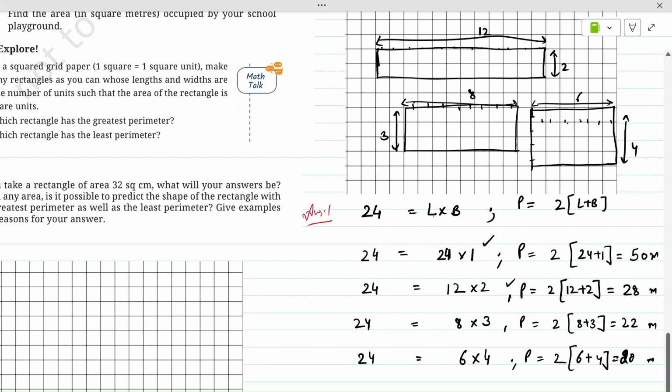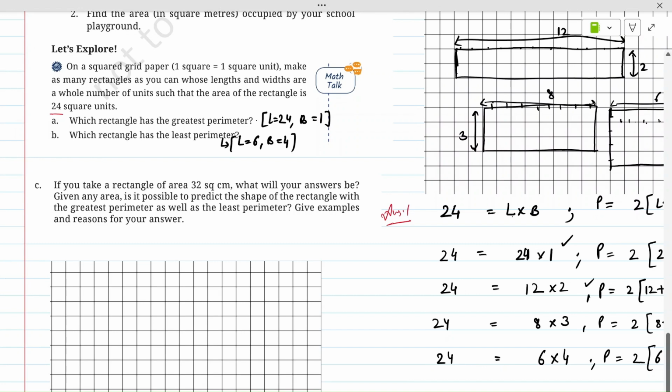Okay, so if we go through all these, we can very well see that the rectangle which has the greatest perimeter is the first one. It has the dimension, length is 24 and width, or you can say breadth, is 1 unit. And which has the least perimeter? The least perimeter is this one, where length is equal to 6 and breadth is equal to 4. Okay, so this is how we have to do this question.